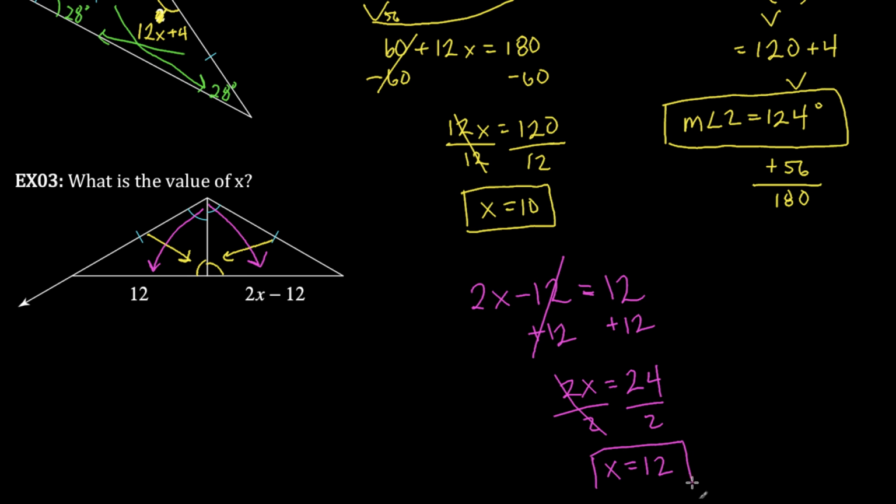Interestingly enough, that's all it wants us to do, is find x. If it wanted us to figure out what 2x minus 12 is, we would substitute in 12 for x. But that's it. It just wants to know x. So we're done. And that's it. Thank you.